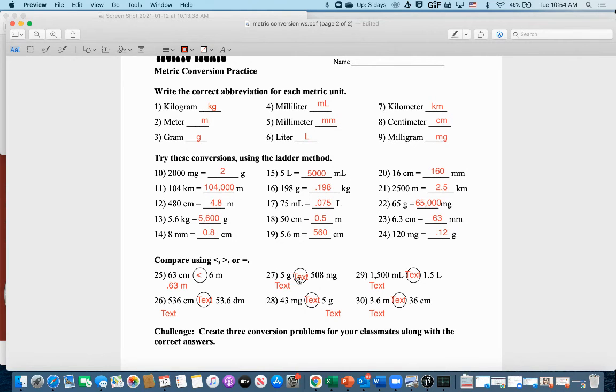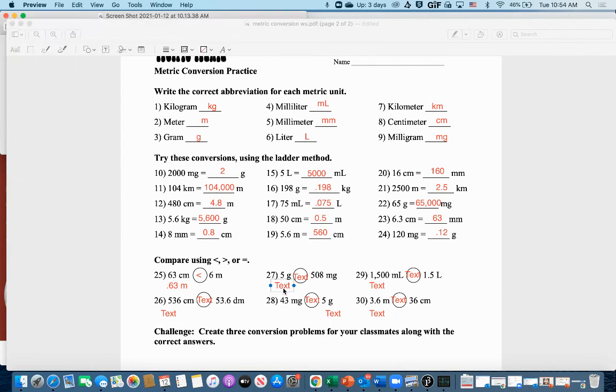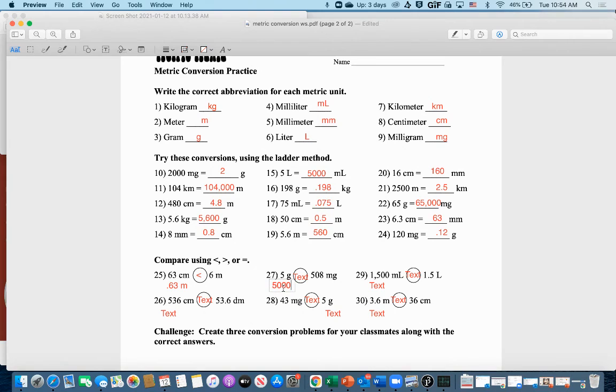Okay, next 5 grams and 508 milligrams. So let's go ahead. This just has one number. Let's do this one. So 5 grams to milligrams. That's going down 1, 2, 3, 3 to the right. So that's going to go 1, 2, 3 zeros right there. That's going to be 5,000 milligrams. Well, 5,000 milligrams is definitely bigger than 508 milligrams.